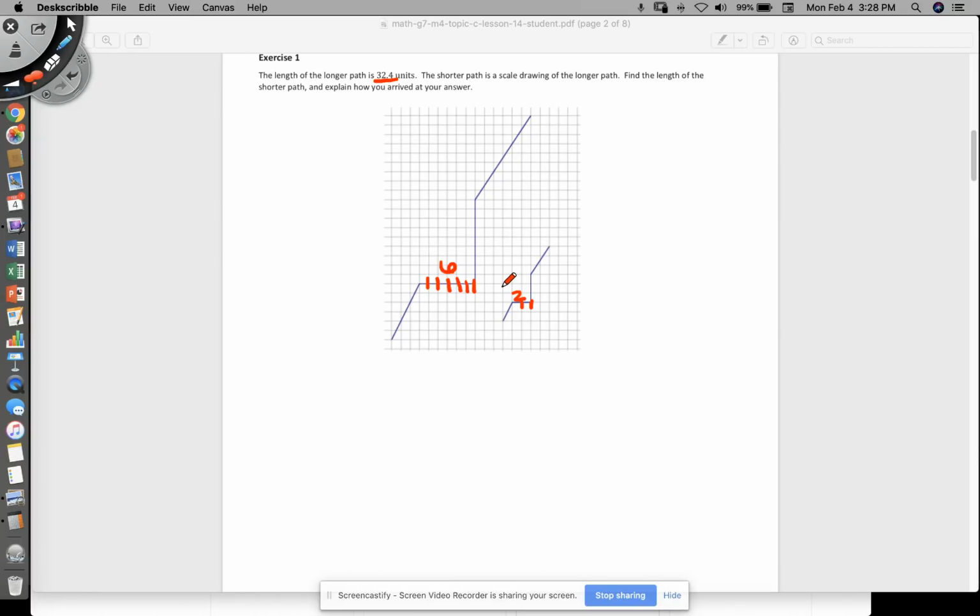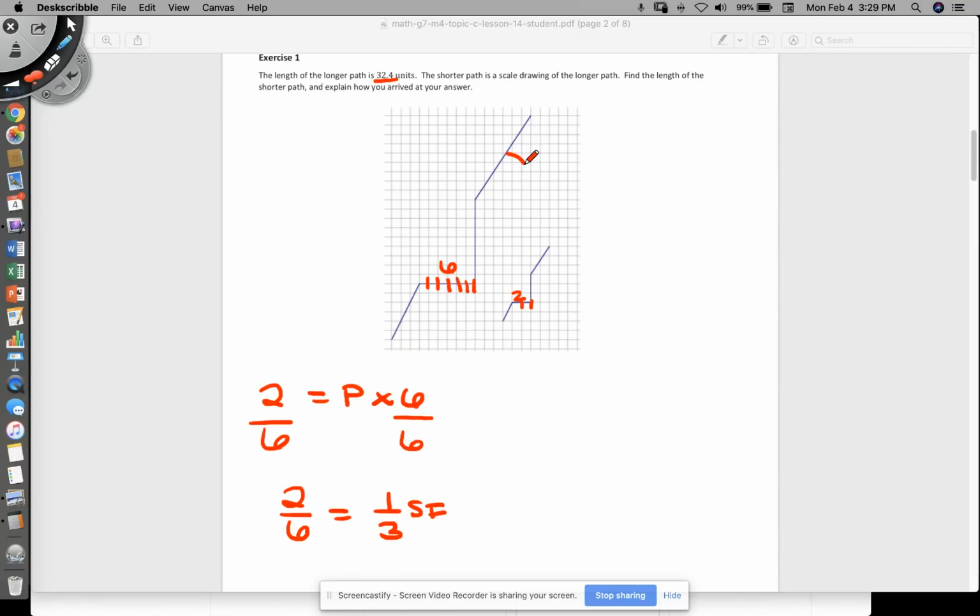I want to know what is the percentage from the smaller to the larger here, or how much smaller is that than the larger, I should say. So we're going to say 2 equals percent times 6. All right, so I'm going to divide both sides by 6. And 2/6 can be reduced down to 1/3. So this is actually my scale factor.